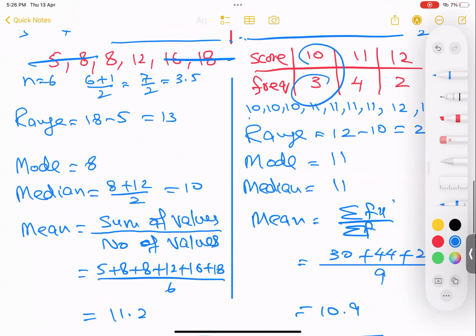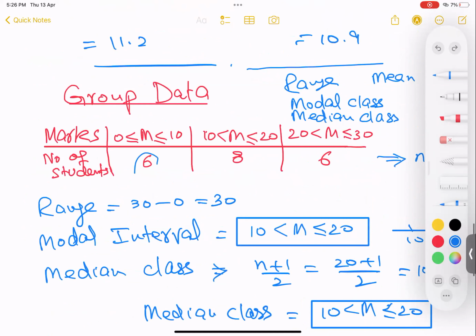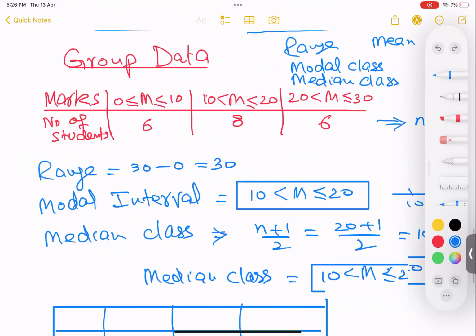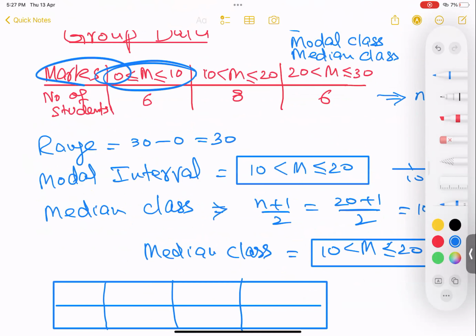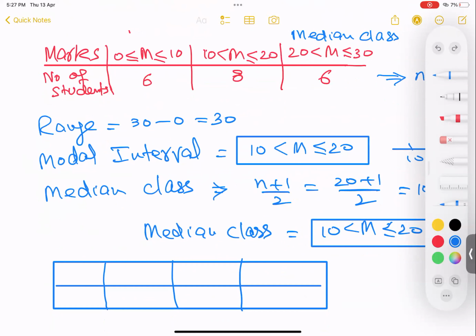So this is my question for you. This 3 you multiply with 10. You say yes sir. This 4 multiply with 11. Yes sir. But here 6 multiply with 0 or 6 multiply with 10? Oh, I don't know. So when you don't know, students, what do we do? I will take the average of the class. It is represented by X and is also called the mid class.